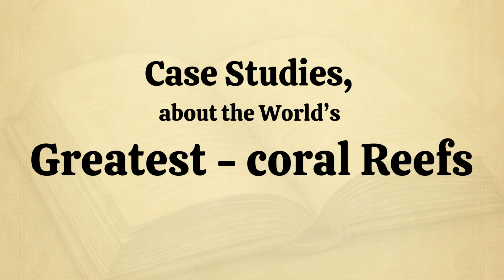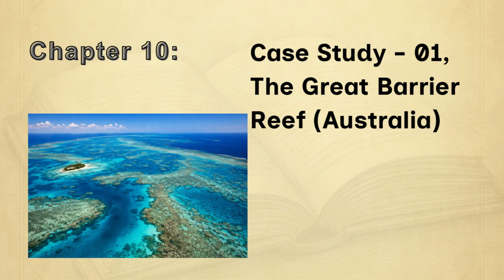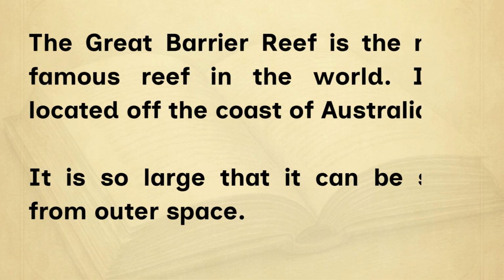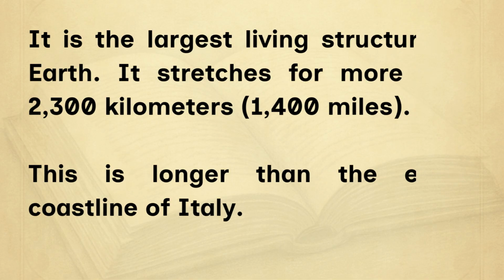Case studies about the world's greatest coral reefs. Chapter 10. Case Study 01. The Great Barrier Reef, Australia. The Great Barrier Reef is the most famous reef in the world. It is located off the coast of Australia. It is so large that it can be seen from outer space. It is the largest living structure on Earth.